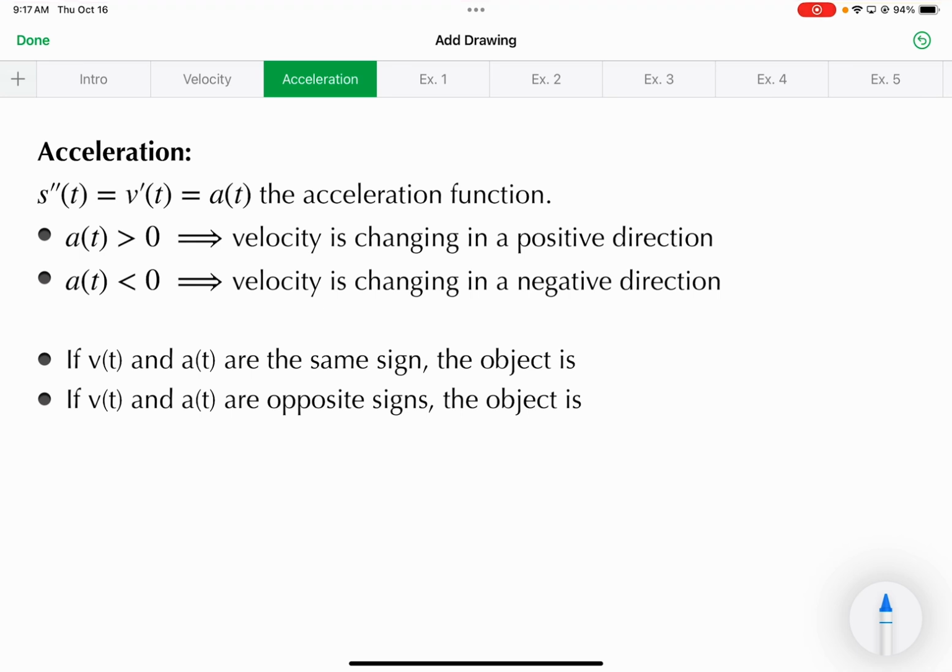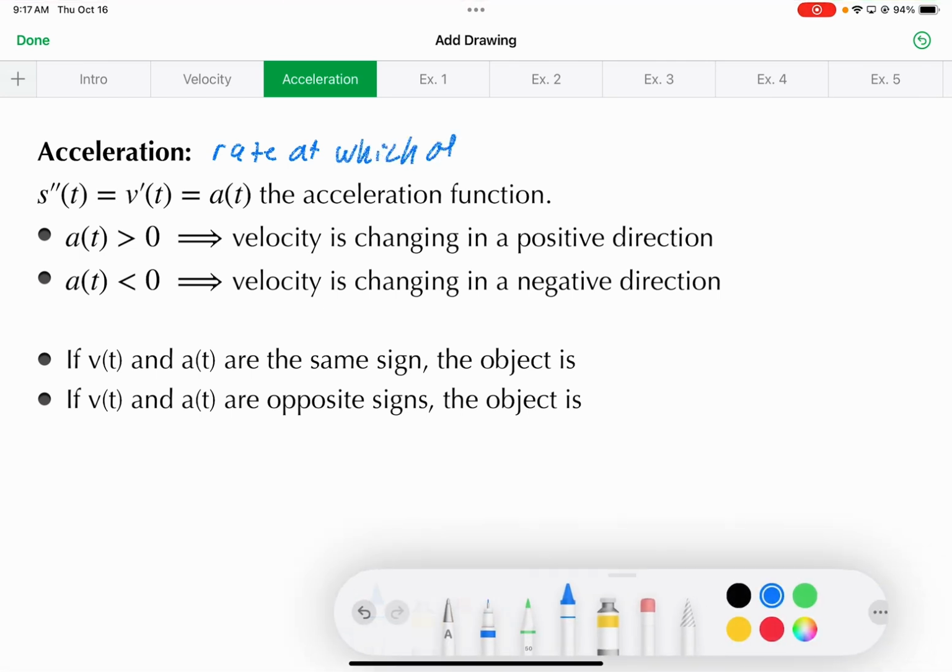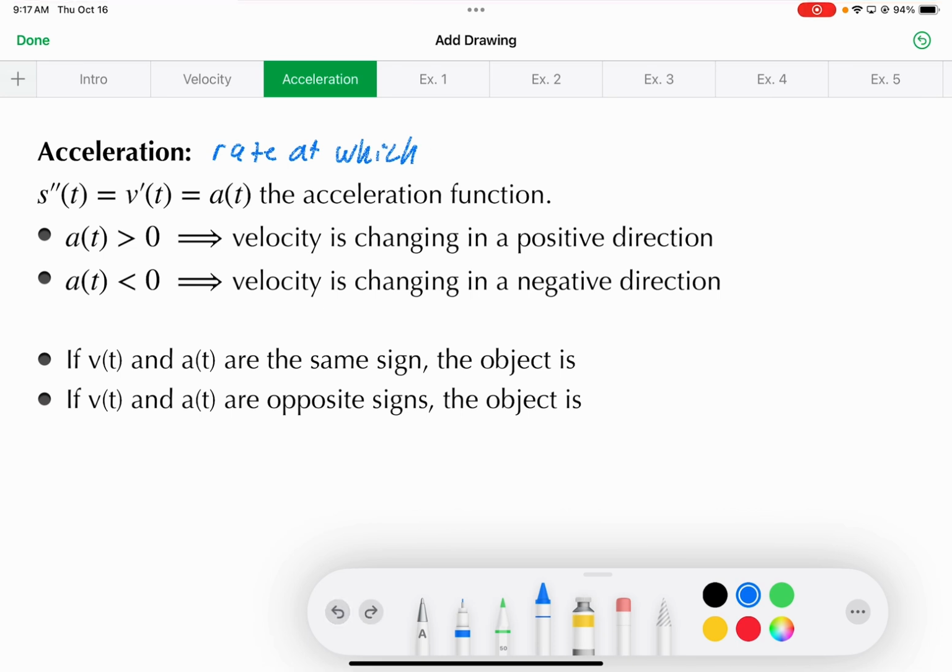Okay, acceleration. So our acceleration is the rate at which our velocity is changing. I mean, you can write that down if you'd like, but you have to understand that anytime we get from one level to the next, to go from velocity to acceleration, we have to take the derivative, so it's the rate at which that thing is changing. So it's the rate at which our velocity is changing. So write that if you want, you don't have to.